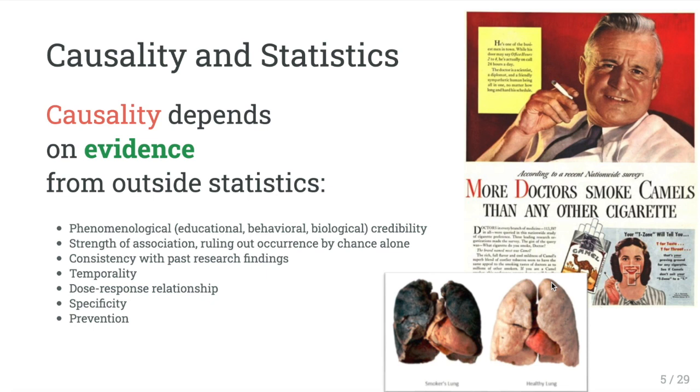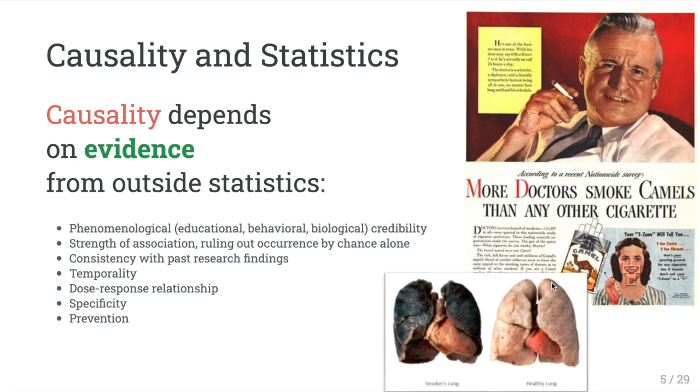When it comes to causality, we have a lot of things we have to work through. For one, we have to understand the credibility of our data, of our measures, and of our sample. This can be in any of our situations, and it can come from an educational, behavioral, biological perspective. We also need to look at the strength of association, ruling out the occurrence by chance alone. So we need to be able to say, this relationship is too strong or too big for us to really think that this is just due to chance.